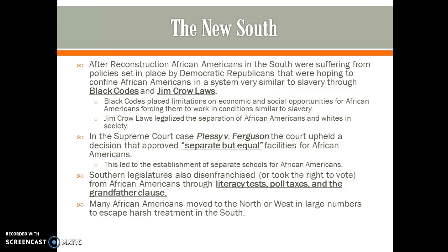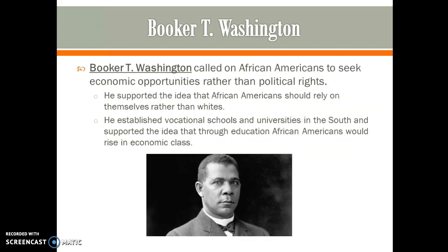Because of this, a lot of African Americans end up moving to the north in what we call the Great Migration, or to the west in order to escape the discrimination that's going on in the South. There's a couple of different African American leaders that emerge as a part of this movement. The main one that you need to remember is Booker T. Washington.